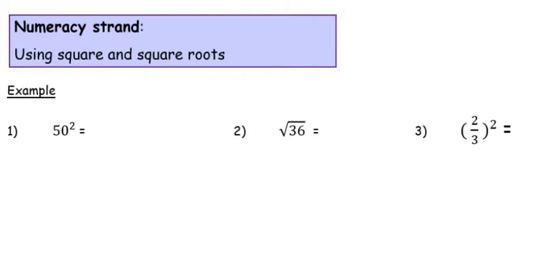So first example, it says 50 with a 2. Now this 2 means squared, so we say this as 50 squared. 50 squared means that we do 50 times 50. Luckily, there is a quick way that we can do this in our heads. If we say 5 times 5 is 25, and then we have one 0 here and another 0 here, so we can add the two zeros on the end. So 50 squared is 2,500.